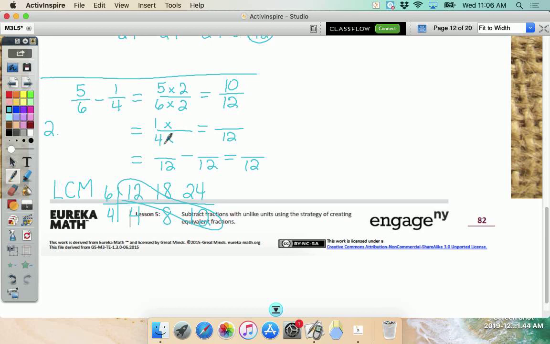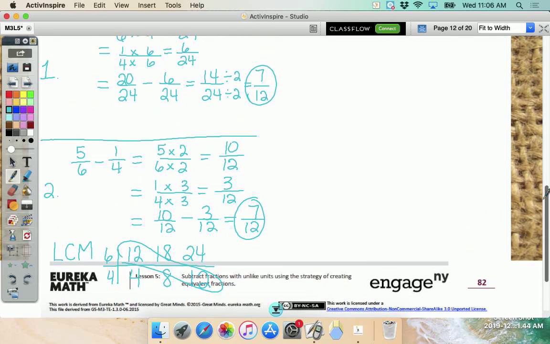And then if I do 4 times 6, that's 24, so that's too big. So it's 4 times something, 3. And then I've got 10 twelfths minus 3 twelfths. And I'm pretty sure that's the same answer I just got.